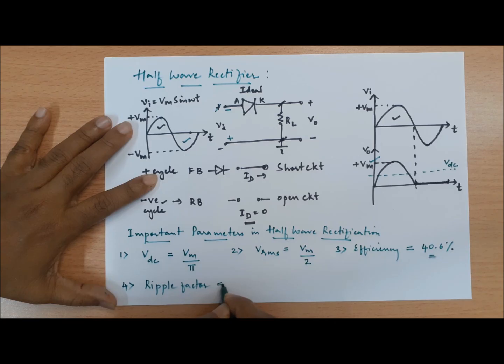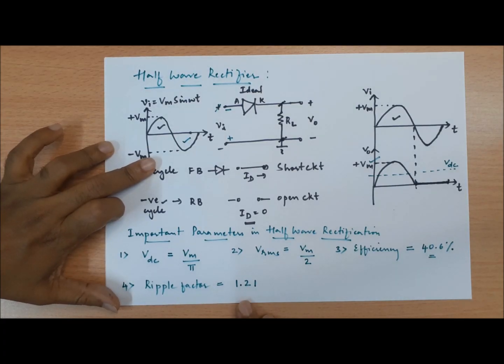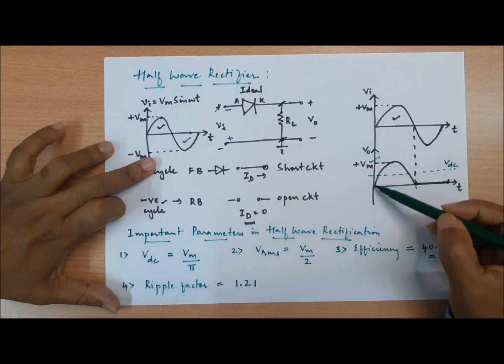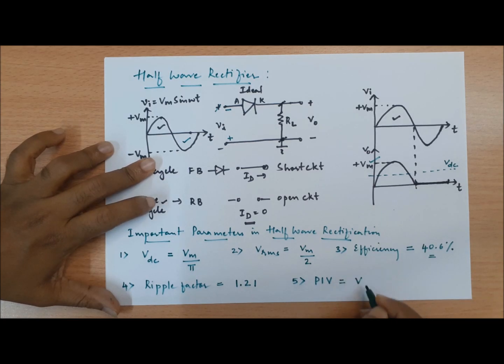The ripple factor for a half wave rectifier is again 1.21. What does it mean? It means there are too many ripples in the case of a half wave rectifier circuit. Okay, fine. Next, the last important parameter is the peak inverse voltage, which is PIV. The peak inverse voltage of a half wave rectifier is Vm.